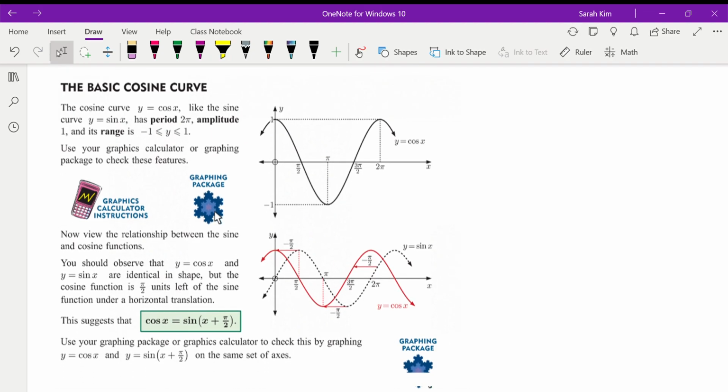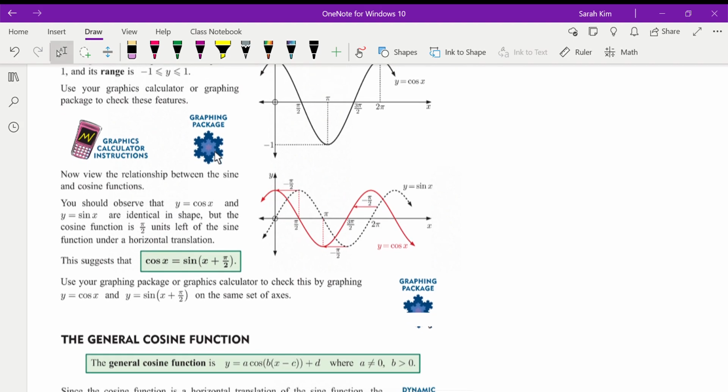So the basic cosine curve characteristics: we know the amplitude is 1, so that's not going to be different from the sine wave. Our standard domain is 0 to 2 pi. It starts from a maximum, goes all the way down to the minimum, and then goes back up to the maximum. So it's showing a different part of the graph rather than starting from here like a sine graph.